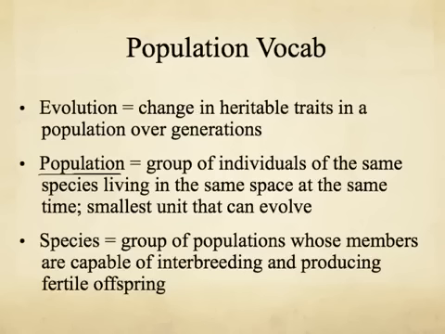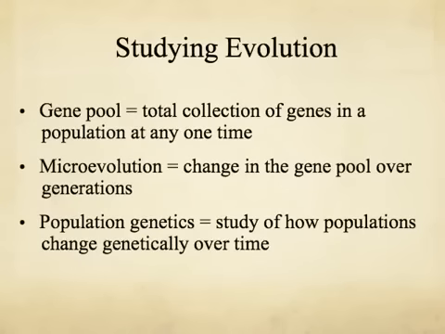And then just as a reminder, we're also going to define species as a group of populations whose members are capable of interbreeding and producing fertile offspring. So if an organism can mate with a different organism and have fertile offspring, it's considered to be of the same species. And then a couple of new vocab words we're going to say for the first time.